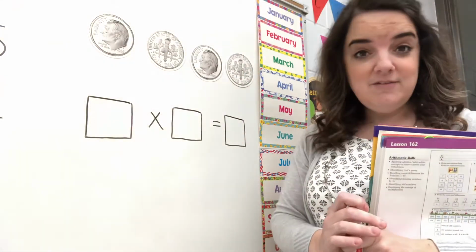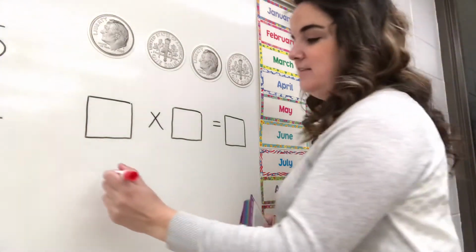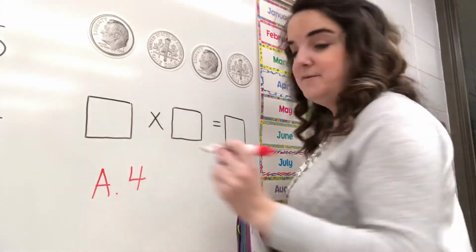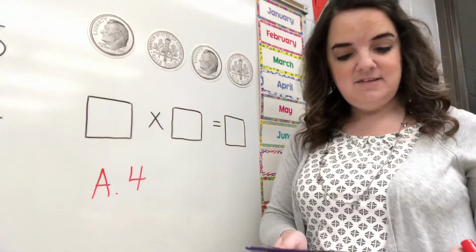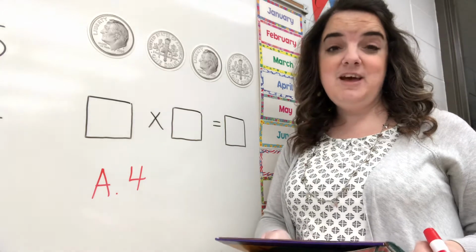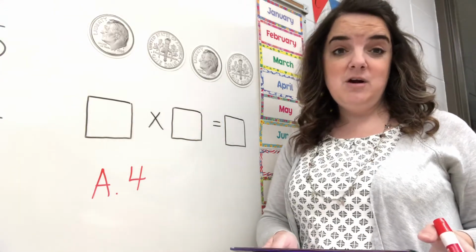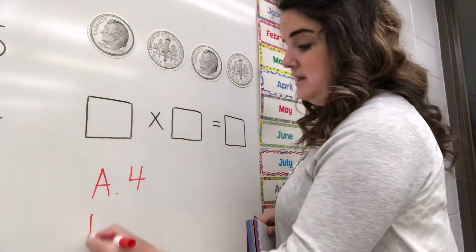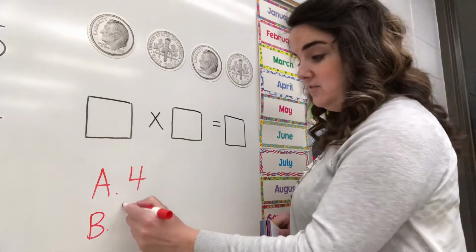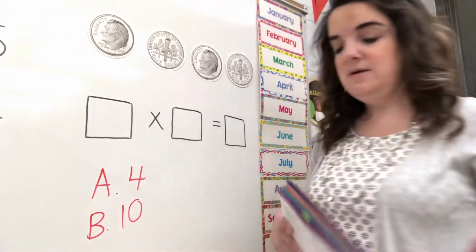Oh, you can't even see that. I'm sorry. So next to A, you would write 4. Okay. Now B says how many cents in each dime. Okay, so let me ask you, how much is a dime worth? B, a dime is worth 10 cents. So we're going to write 10.